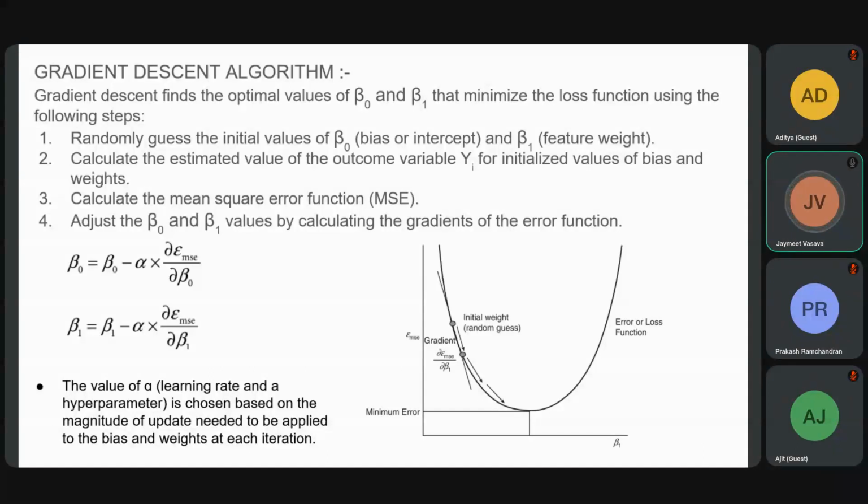And as for the comment on the graph, you can see the gradient is going down, and the minimum value is what we are aiming for. So the value of the learning rate, which is alpha and also a hyperparameter, is chosen based on the magnitude of update needed to be applied to the bias and the weights at each iteration.